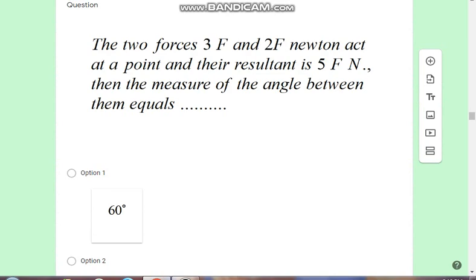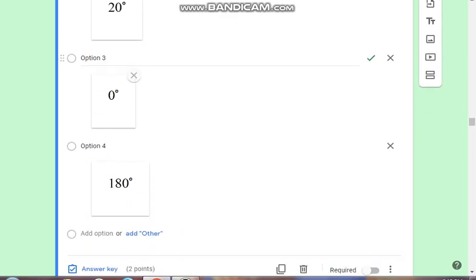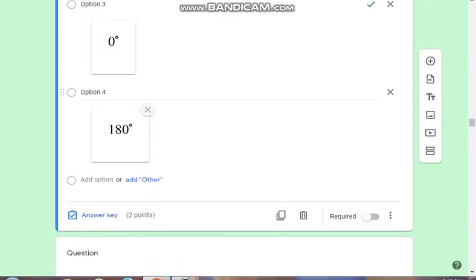The next: the two forces 3F and 2F Newton act at a point and their resultant is 5F Newton. Then the measure of the angle between them equals 60 degrees, or 20 degrees, or 0 degrees, or 180 degrees.